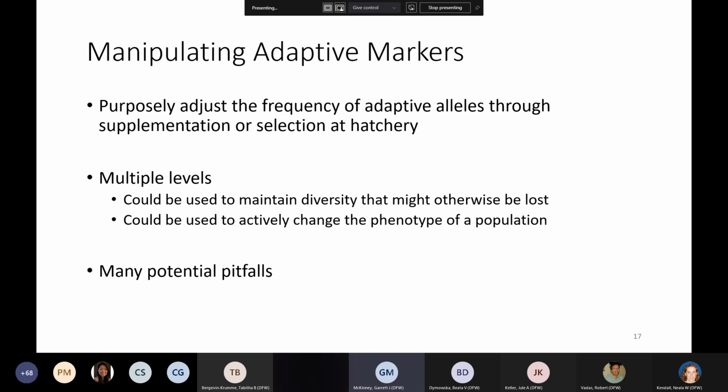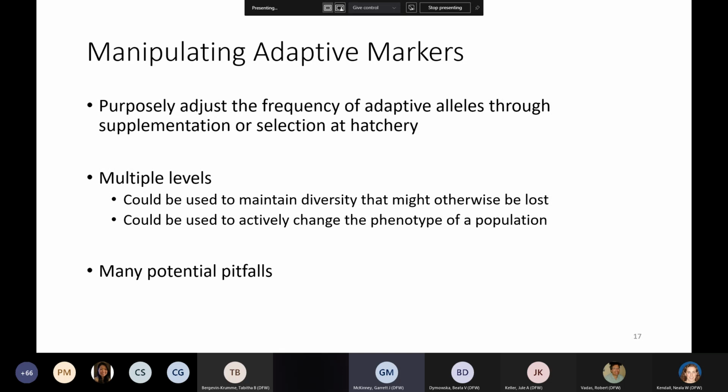I see that probably as the first way that there would actually be intervention for adaptive markers, is just to maintain diversity if there's a lot of concern about loss of diversity. The other thing that could be done is actively trying to change the phenotype of a population. For example, if you had a fall run hatchery population and you wanted to make a spring run population, you could screen the broodstock and try to make them all spring run. You could also try to shift the age composition of a population by introducing early or late run alleles and screening out individuals that have the undesired alleles.